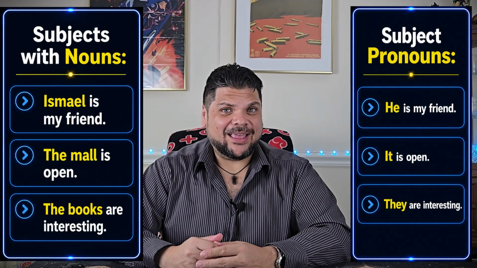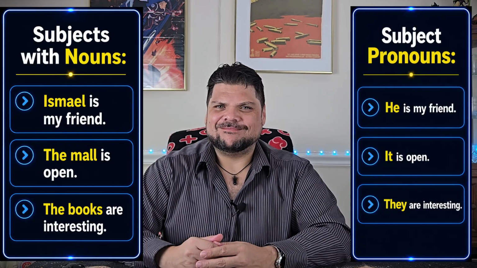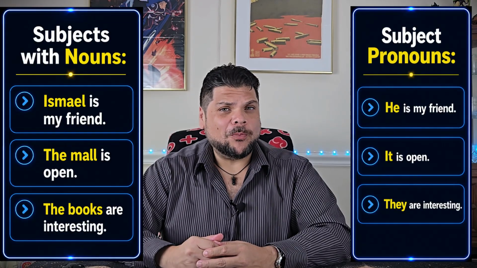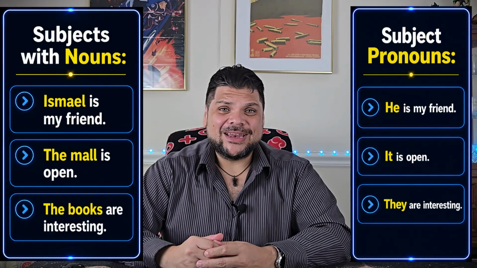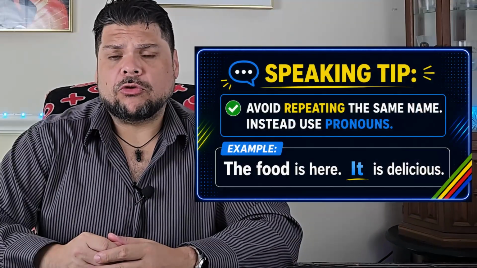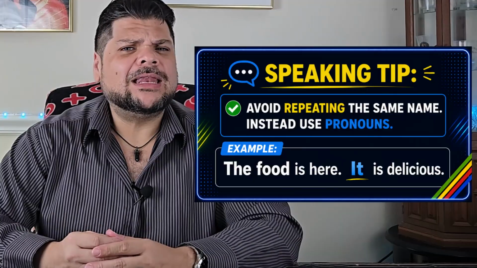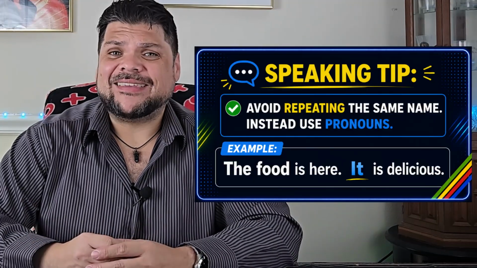However, we can replace those nouns using subject pronouns. So I can say, Ismael is my friend, or he is my friend. The mall is open, or it is open. The books are interesting. They are interesting. English speakers use nouns and pronouns all the time, so this way they don't repeat the same thing over and over again. It's a very basic skill that all English speakers should do.